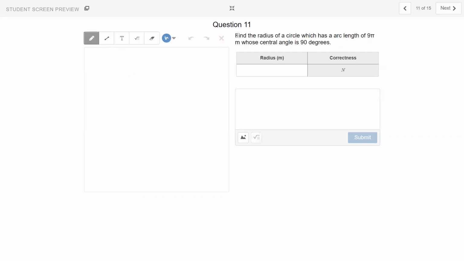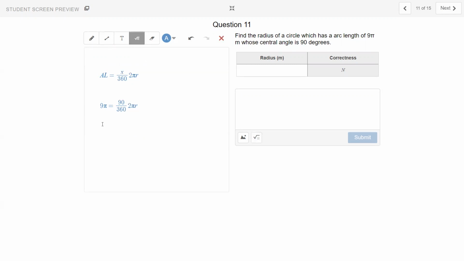All right, question 11. Find the radius of a circle which has an arc length of 9 pi meters, whose central angle is 90. So this time we're doing the same thing, except we're going to use the arc length formula, which is what I started doing first on the other one. So arc length equals x divided by 360, times 2 pi times r. So the arc length is 9 pi, so we're going to plug in 9 pi for the arc length, and then 90 over 360, and then times 2 pi r.